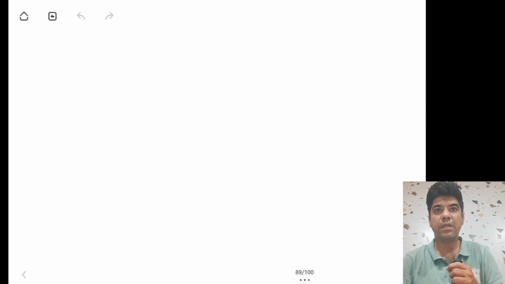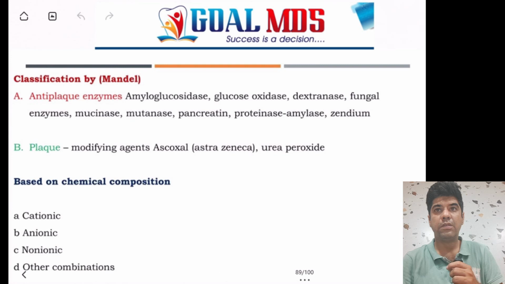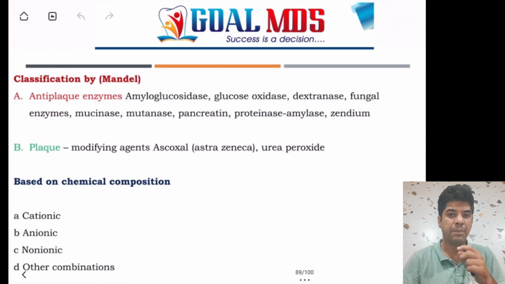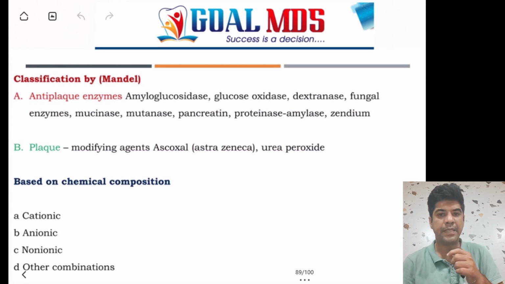The example of the second generation is the bisguanides. They are the newer generation of chemical agents. Chlorhexidine is one example of it. These agents are effective at reducing plaque and controlling the bacteria in the mouth.